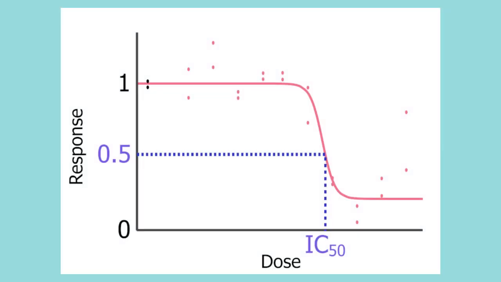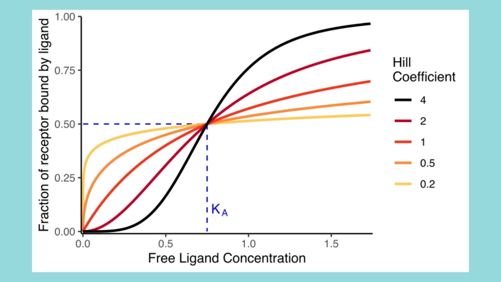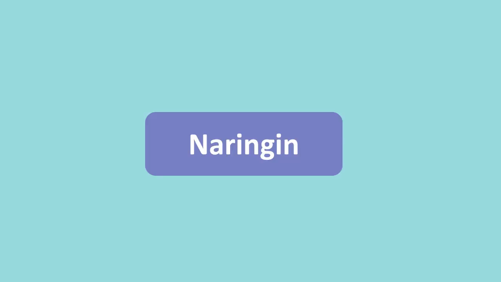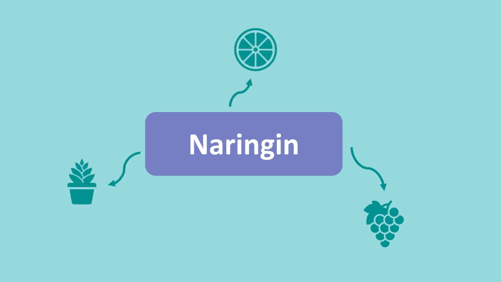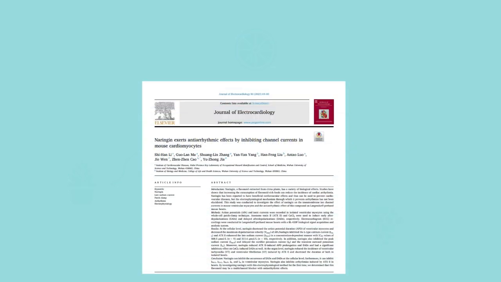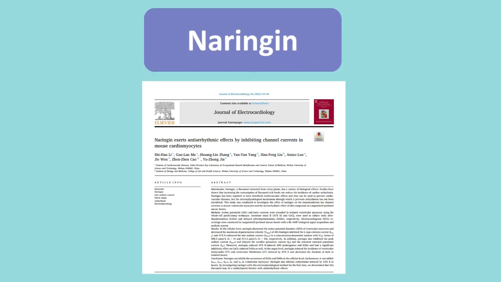IC50 is defined as the concentration of drug necessary to inhibit 50% of an ionic current, and the Hill coefficient is the number that tells us how strongly the drug affects the channel. The compound used for this research is a flavonoid called naringin. It is mainly extracted from grapes, Chinese herbs, and citrus fruits, and has shown good antiarrhythmic properties, as presented by 2023's Lee's work, which will be the main source of experimental data for validation of the simulation results.